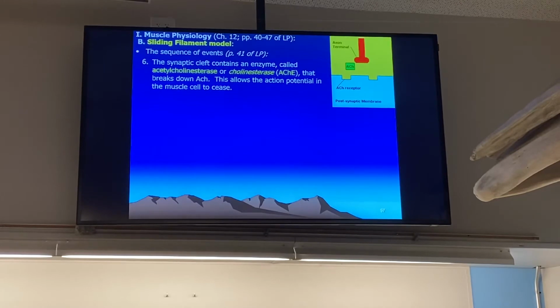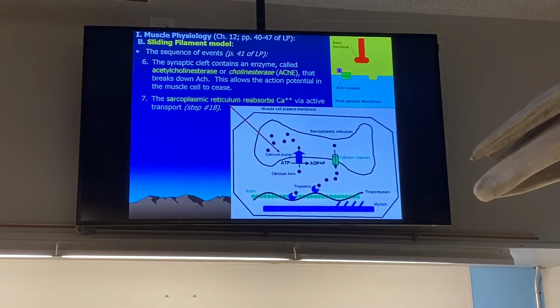So you've got to turn off the action potential. This is done by acetylcholinesterase. It's in the synaptic cleft, and it breaks apart acetylcholine into a 2-carbon acetyl group and choline. The action potential ends. Once there are no more action potentials going on the sarcolemma, the calcium pumps in the sarcoplasmic reticulum turn back on, and they pump the calcium back into the sarcoplasmic reticulum.